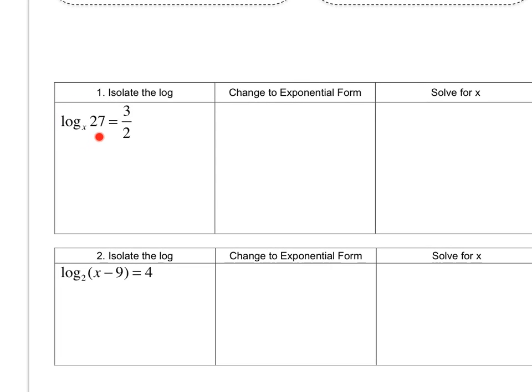Now, you see how you have log on one side of the equation and a number on the other? So the first step to do something like this is to isolate the log. The log is isolated. There's log of 27. There's nothing being added or subtracted, nothing being multiplied, so the log is isolated. My next step is to change to exponential form. So I would start with the base, and I would raise this base to the power 3 over 2, and that's going to be equal to 27. So x to the power 3 over 2 is equal to 27.